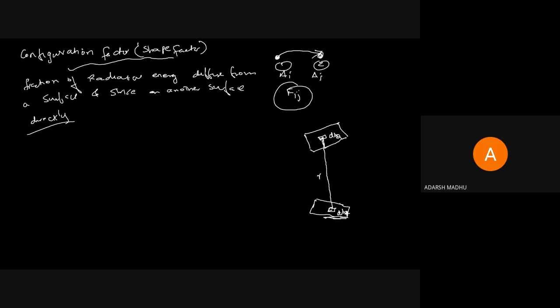Then I'm taking a normal to the body. I am denoting this angle as theta2 for dA2, and this normal to body dA1 has angle theta1. This is the body of A2 at temperature T2. This is the body of A1 at temperature T1. We are taking small areas dA1 and dA2 here, and the distance between the two bodies as r.